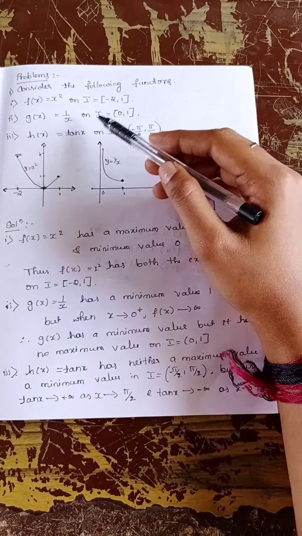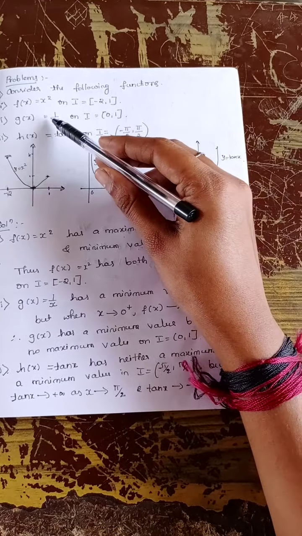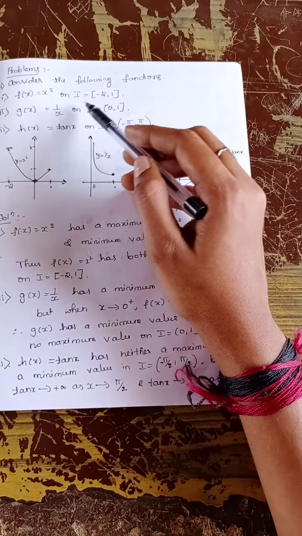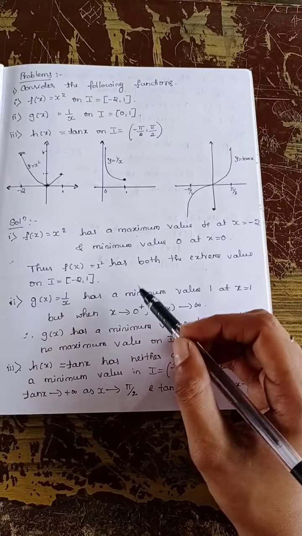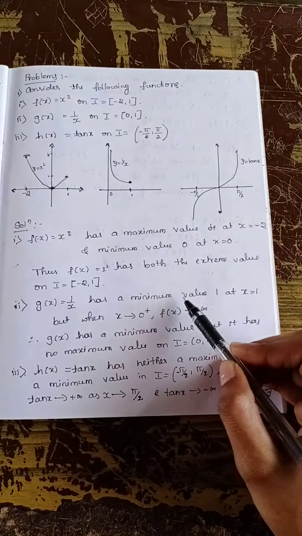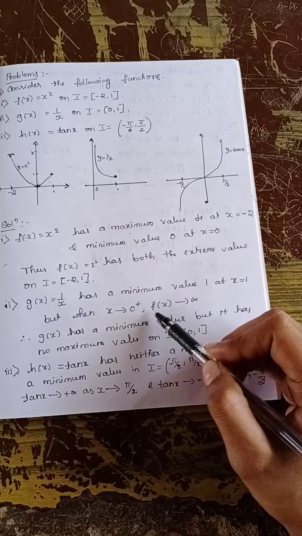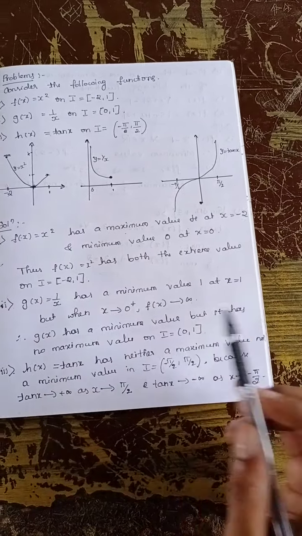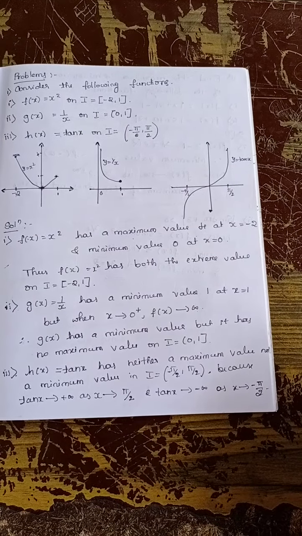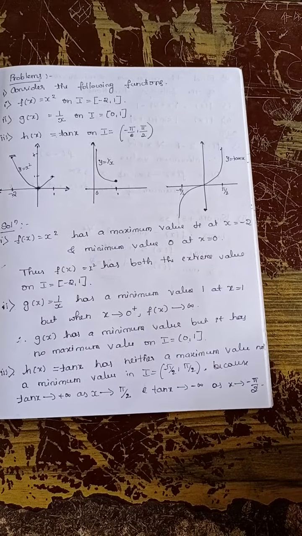g of x is equal to 1 by x. When x tends to 0, 1 by x tends to infinity. Correct? So the minimum value is at x is equal to 1, where 1 by 1 is 1. So the minimum value is 1 at x is equal to 1. But when x tends to 0 plus, g of x is equal to infinity, so g of x has only a minimum value, but a maximum value does not exist in the interval I is equal to open at 0, closed at 1.